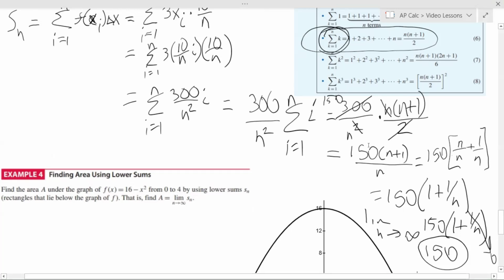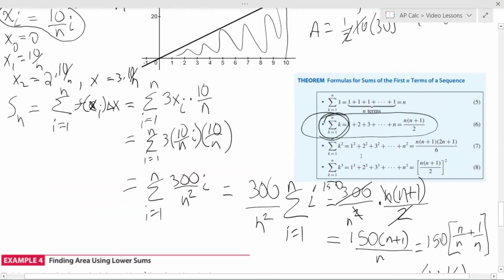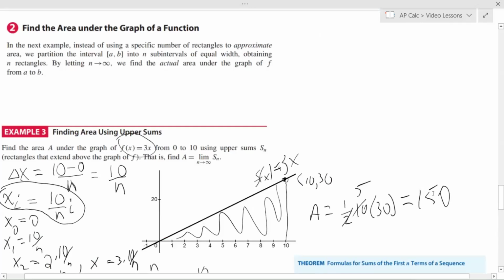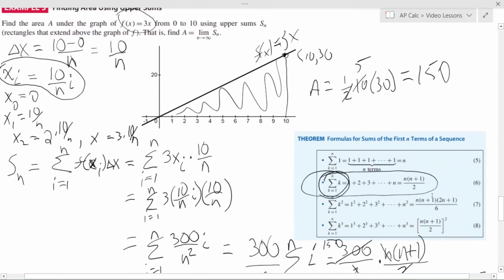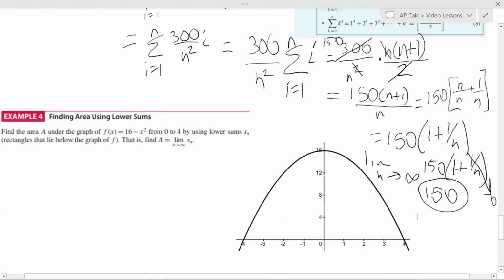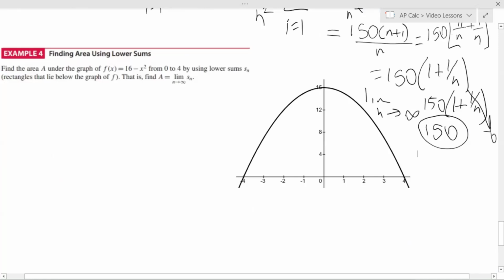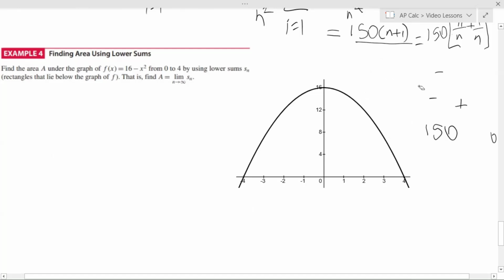Now, that's a lot of work to kind of prove that the area of this triangle essentially is 150, that we used by geometric formulas. But we did that in order to illustrate how to solve this type of problem. So let's go ahead and do another one where we find the area using lower sums. So let me erase some of this stuff right here so that we have some room to work.